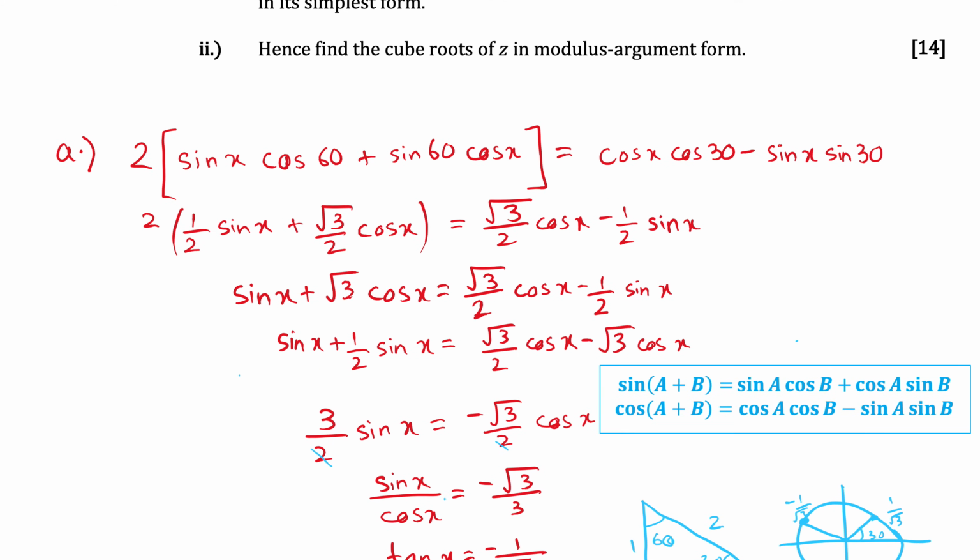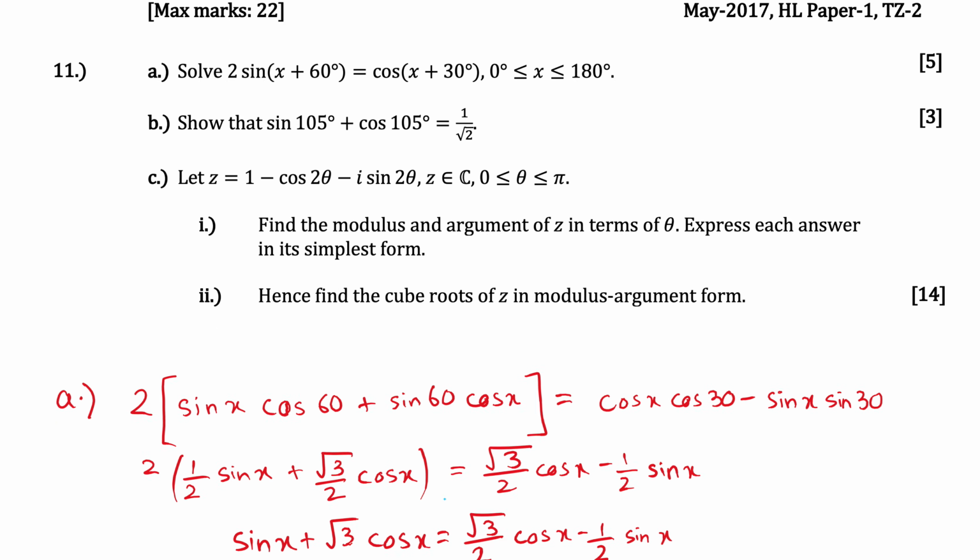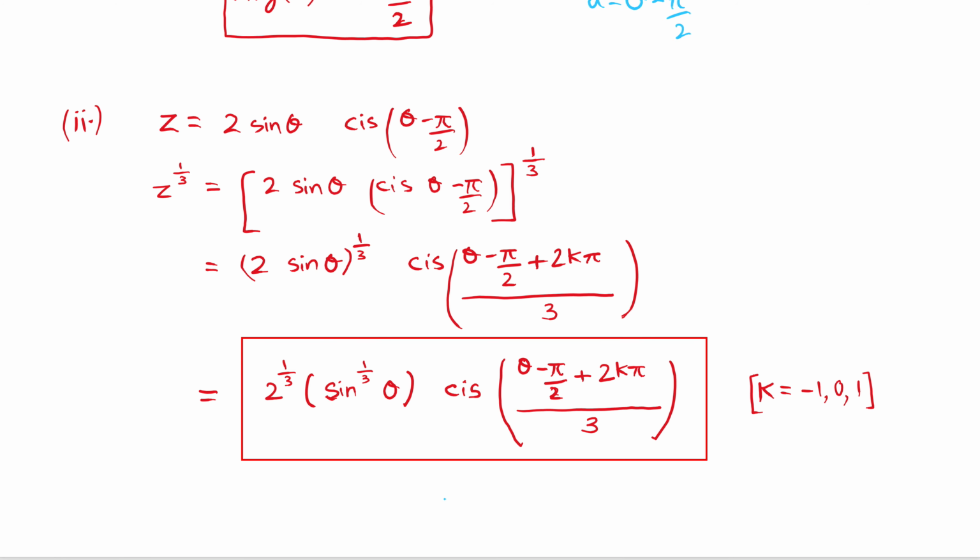Now for the final part, it says hence find the cube roots of z in modulus argument form. So what we can do for the final part is, hopefully we also know that a complex number z can be expressed in the form r cis theta, where r is the modulus of the complex number and theta is the argument of the complex number. So we already found the modulus and argument of z in the previous part. So I can write z is equal to 2 sin theta cis of theta minus pi on 2, where 2 sin theta is the modulus of z and theta minus pi on 2 is the argument of z.